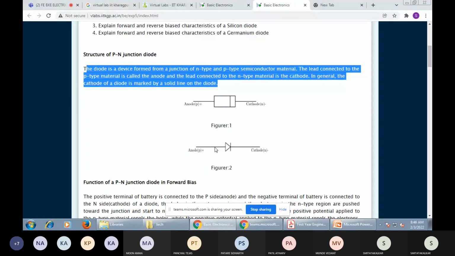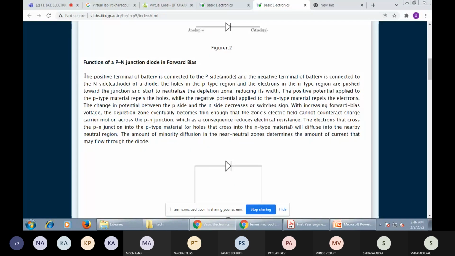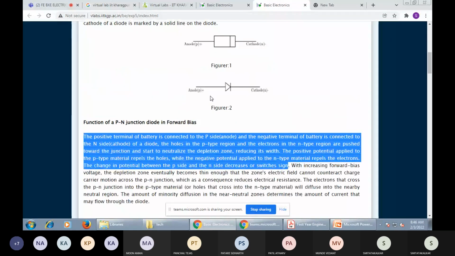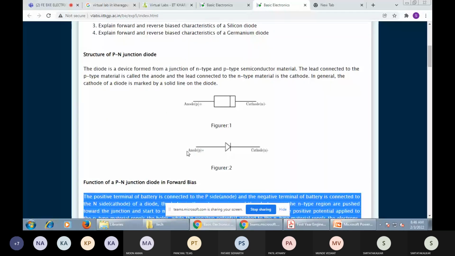What is a PN junction diode? In a PN junction diode, you can see here, this is the symbol. In the upper side is the symbol. The anode is connected to the P region, a positive charge, and the electrons side is connected to the cathode, a negative charge.